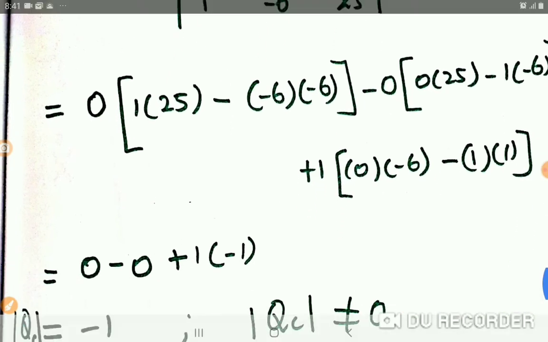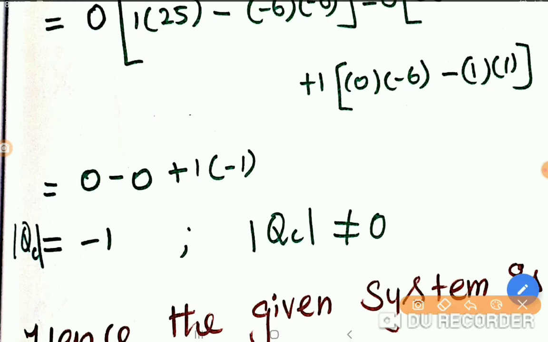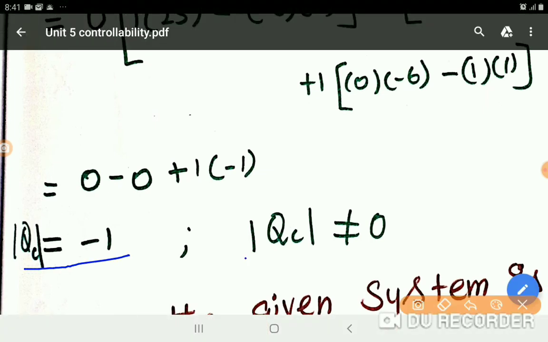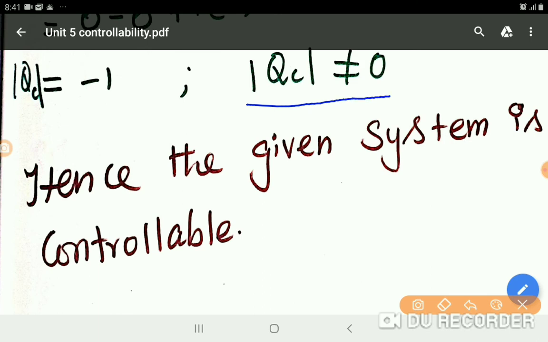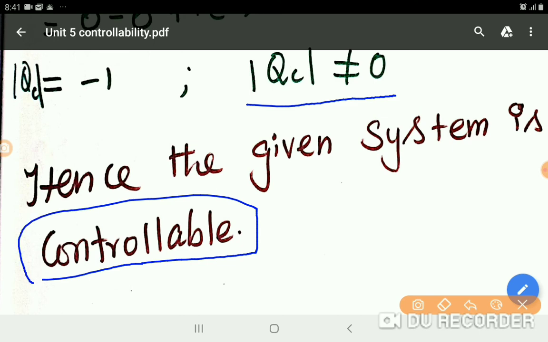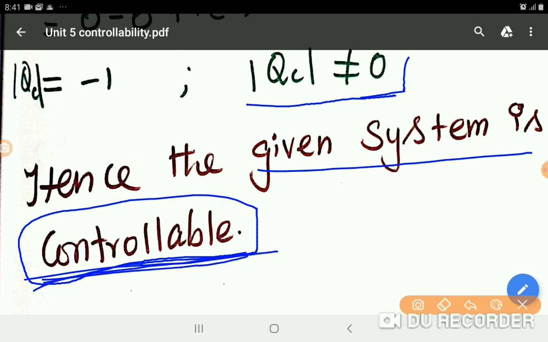So what is our value? Here the determinant of QC becomes minus 1, which means the determinant of QC is not equal to 0. What is our observation from Kalman's test? If the determinant value is not equal to 0, then the system is controllable. So according to our first two steps, the determinant of QC is not equal to 0. So the given system is a controllable system. We consolidated and solved the problem. This is a little different from the basic problem.